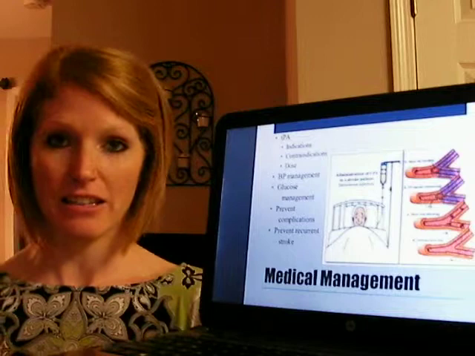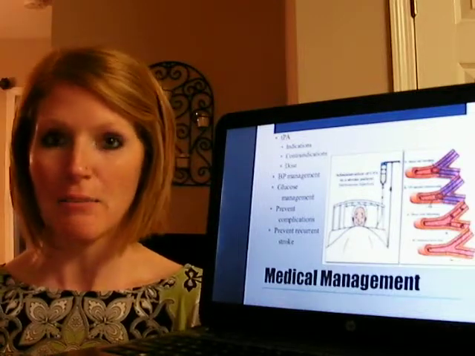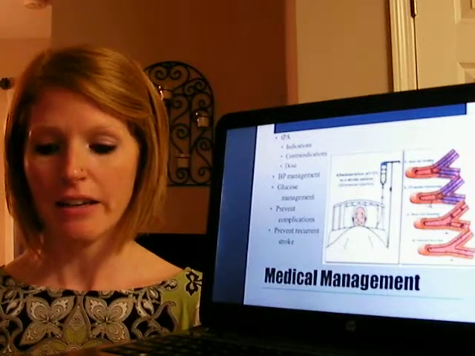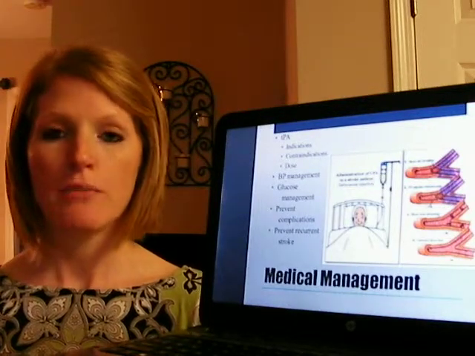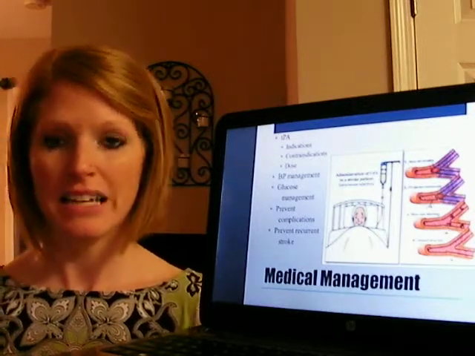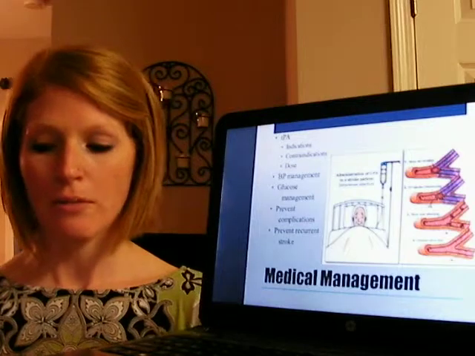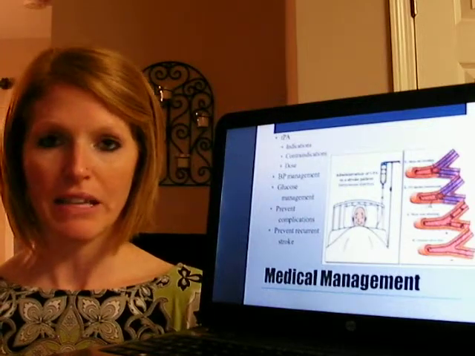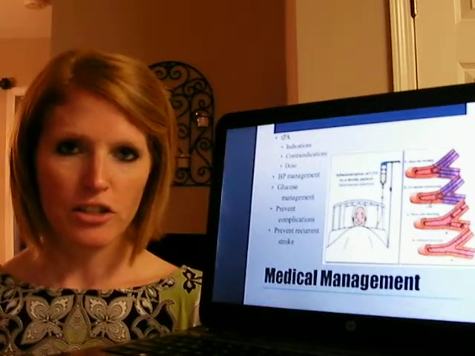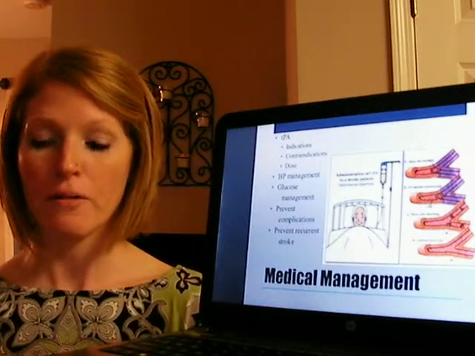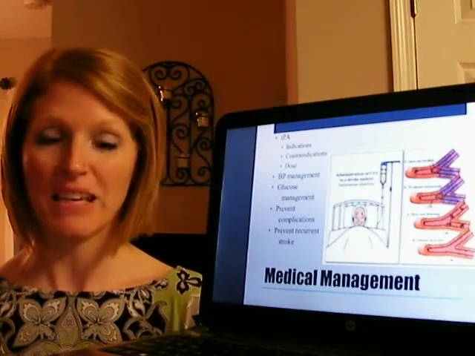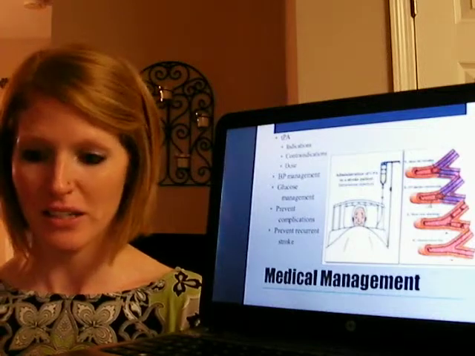If they can get the TPA, it's been within 3 hours and they meet all the criteria, the dose is 0.9 milligrams per kilogram up to a maximum dose of 90 milligrams. 10% is given as an IV bolus, and the remaining 90% is given over 60 minutes. And this can be started in the ER, and then usually they come over to the ICU unit where the nurse takes over. These patients are one-on-one. There is one nurse, one patient, because the assessments are going to be very frequent.